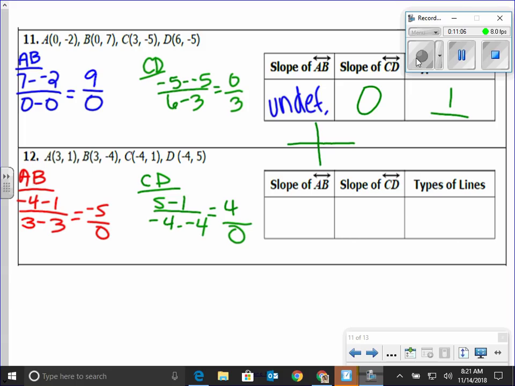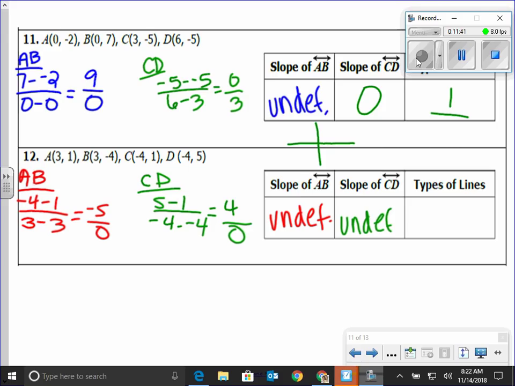All right, so you have a slope for AB, which is -5 over 0. But remember, I don't want you to just leave zeros in numerators or denominators. So what is -5 over 0? That's an undefined slope. Okay, and then for CD, you get, what is that, 4 over 0, which is also undefined. And so sometimes if students don't make this clear that these are undefined, then it's hard for them to find the relationship, okay? So now what type of lines do we have?